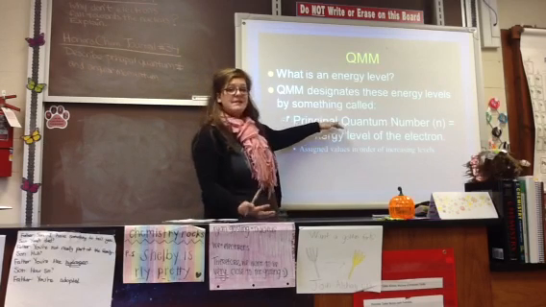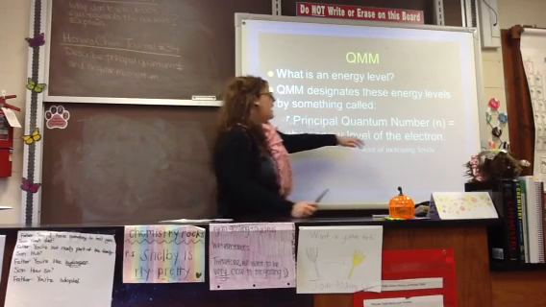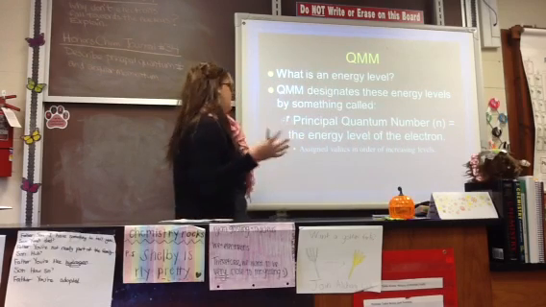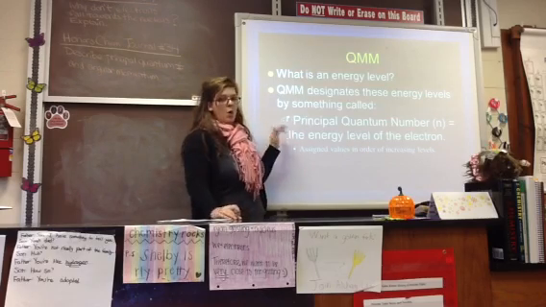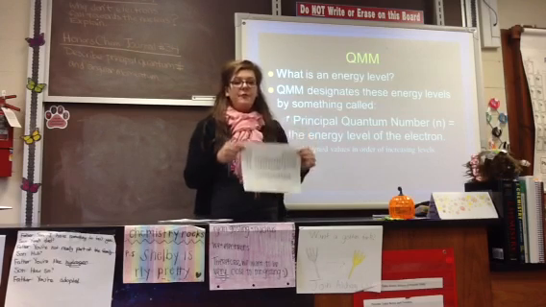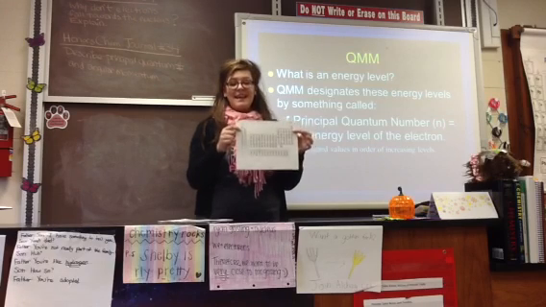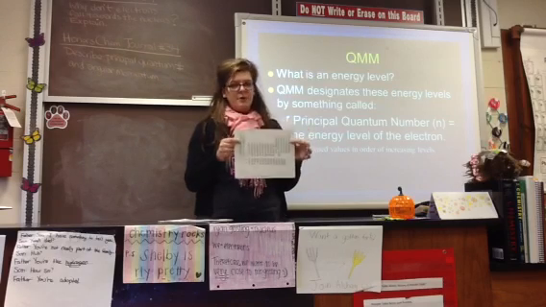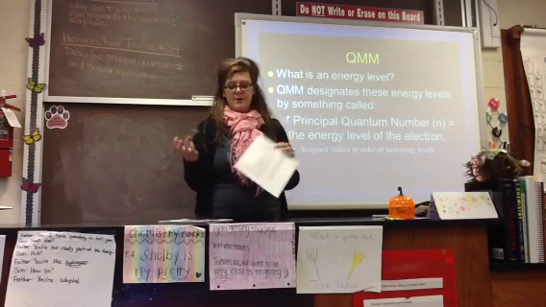Now, we give that a symbol. So instead of writing out principal quantum number, I could just write the letter N. And N just means energy level or principal quantum number. So again, interchangeable. Principal quantum number is the energy level of the electron. We know how to find our energy level by looking at our periodic table. You know that the first energy level represents the first row of the periodic table. I know the second energy level represents the second row. Third energy level, third row. Fourth energy level, fourth row. Fifth energy level, fifth row, so on and so forth.